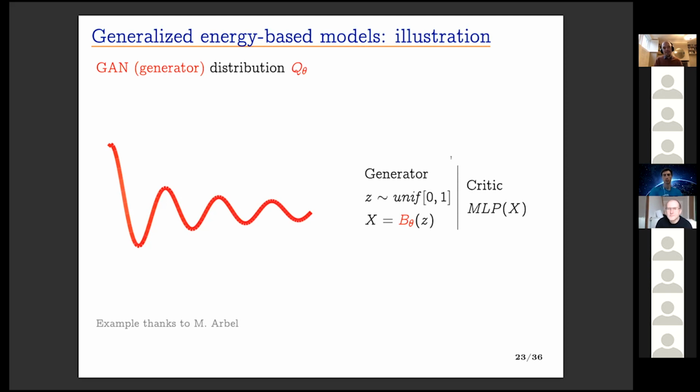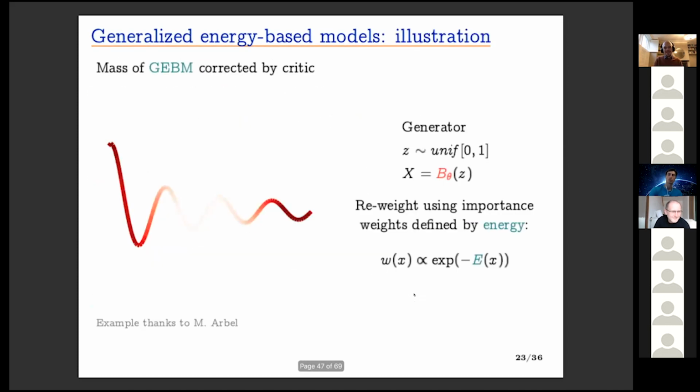Now, it may conversely be that the GAN has support which is too high dimensional. Here, the energy function might help me because it might, to some extent, assist me in focusing my mass on the regions where samples are more likely. Okay, thanks. Any other questions before I go on?